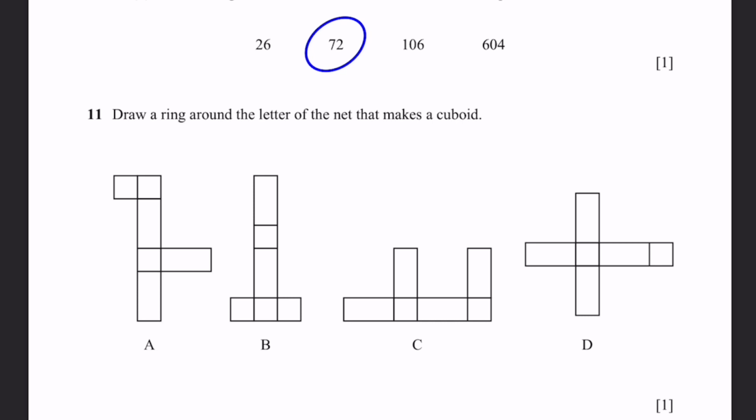Question 11. Draw a ring around the letter of the net that makes a cuboid. First thing we can see is that A is not correct because there's 3 of each kind of side, which is not possible. There has to be an even number of each size of the shape which forms a face in the cuboid. Next thing is B is not correct because these 2 sides will join together, but then they are not the same length. Now C is not correct because these 2 sides will overlap on each other. This edge will come here, this edge will come here. They will overlap, and that's why it's wrong. But D is correct because all 4 of these will fold onto this square, and this square will fold at the back on the opposite side of this one. So this net makes a cuboid.